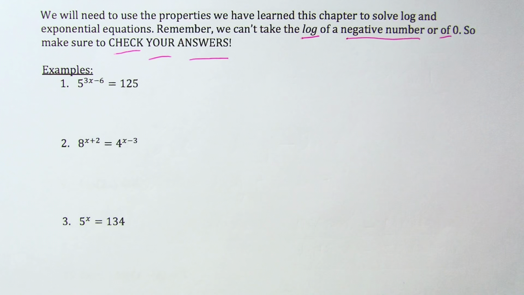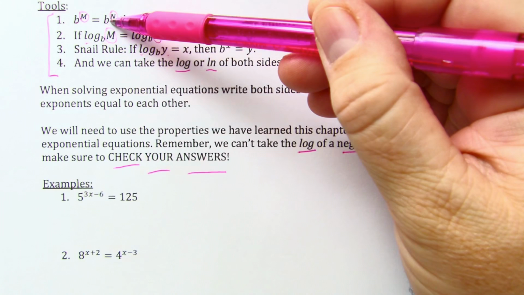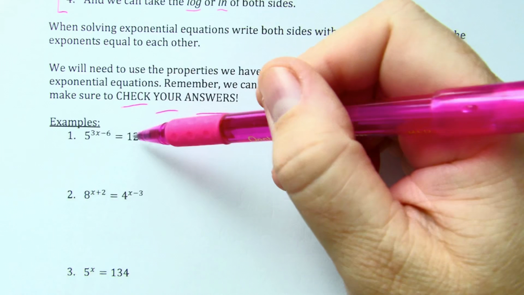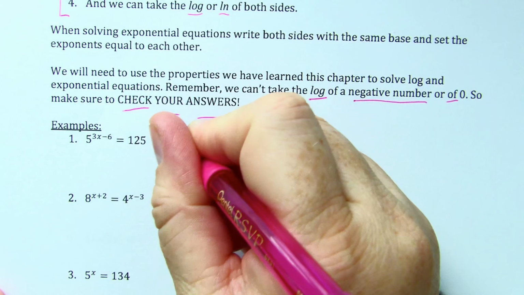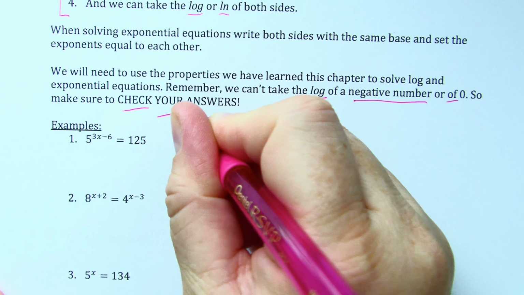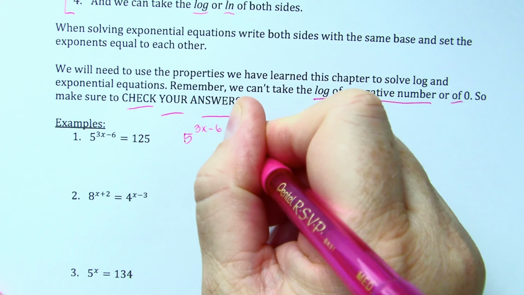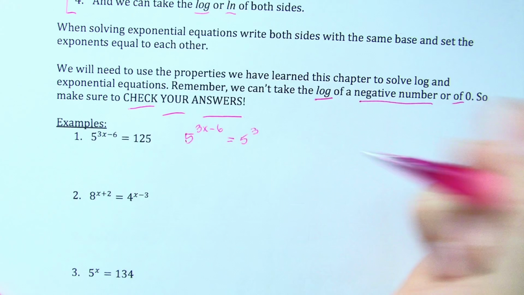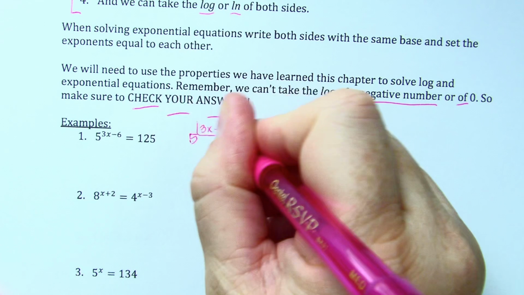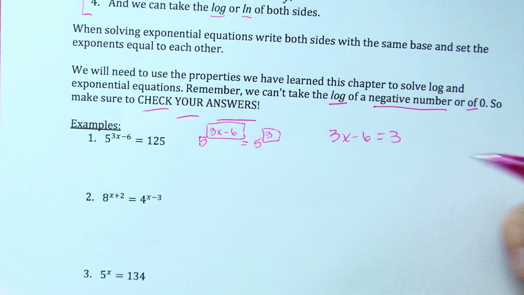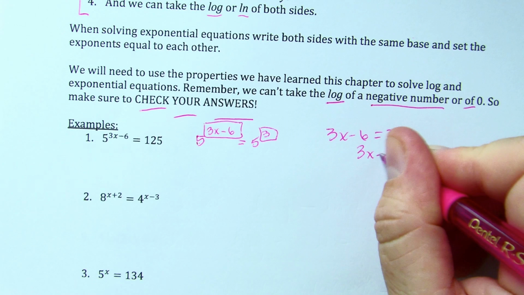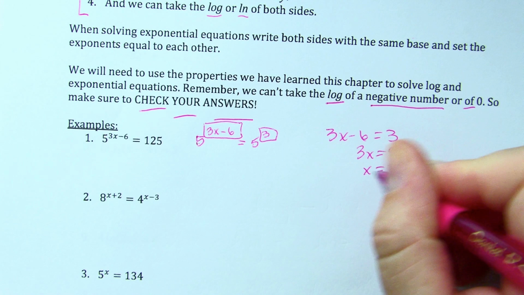So looking at our first example here, we have 5 to the power of 3x minus 6 equals 125. And this kind of looks like this setup here, but my bases are not the same. But I can rewrite 125 so that it's base 5. So I can rewrite this as 5 to the power of 3x minus 6 equals 5 cubed. 125 is 5 cubed. Now my bases are the same, so my exponents have to be equal. And I can add 6 to both sides, and x equals 3.